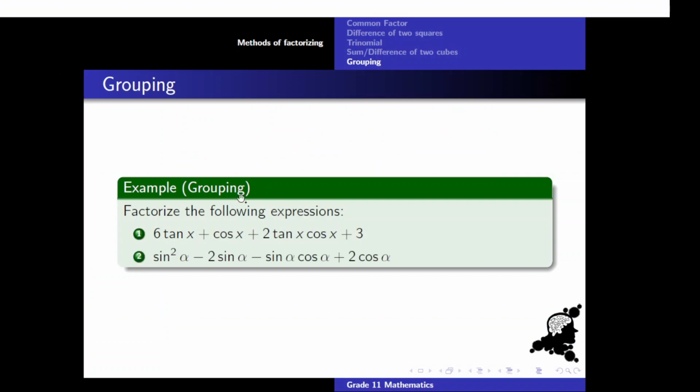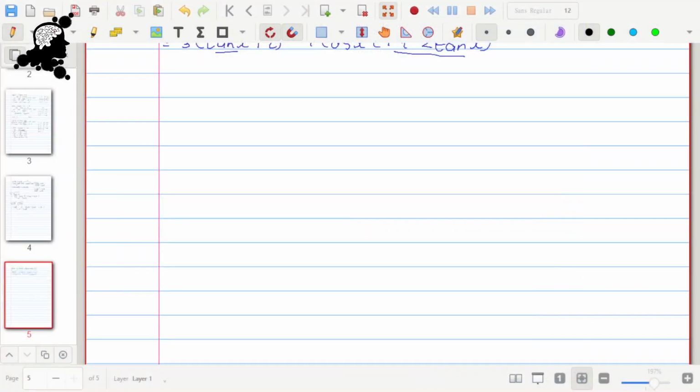All right, let's look at the next question. This is an interesting one. So sine squared alpha minus 2 sine alpha minus sine alpha cos alpha plus 2 cos alpha. Okay, that was very rhythmic. So let's go onto our writing pad and copy down the question. So we've got sine squared alpha minus 2 sine of alpha.